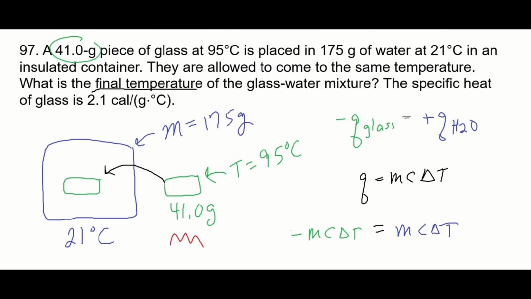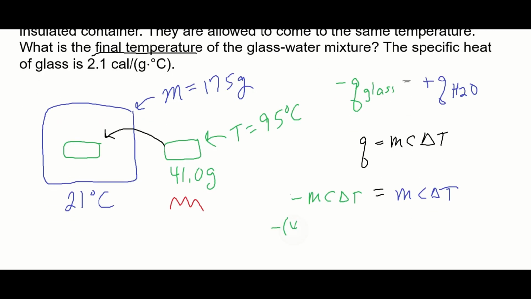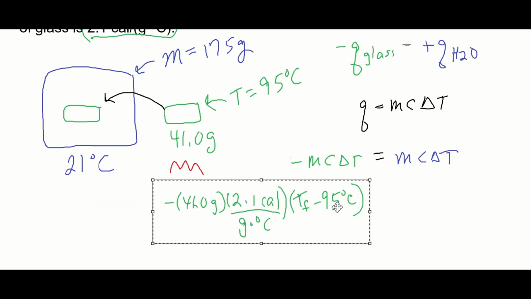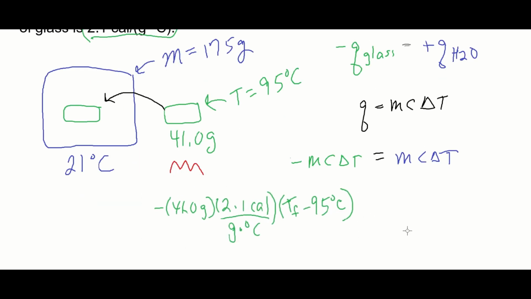The mass of the glass is 41.0 grams. The specific heat of glass is given to us in calories. Delta T is a change in temperature. It's final minus initial. Now the final temperature is what we're looking for. The initial temperature of the glass is 95 degrees Celsius.